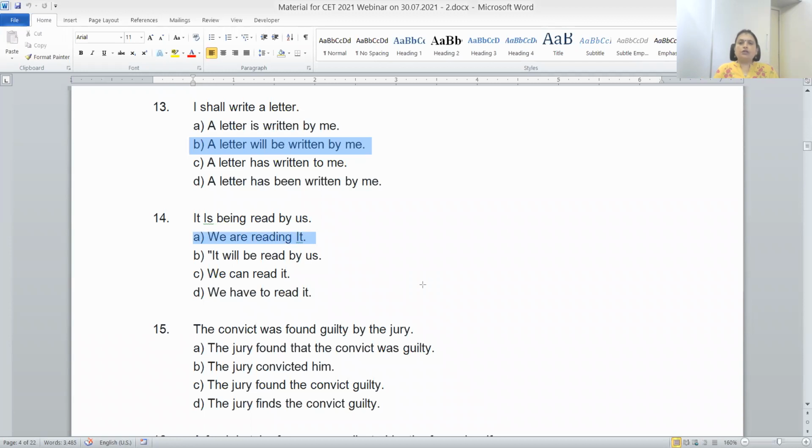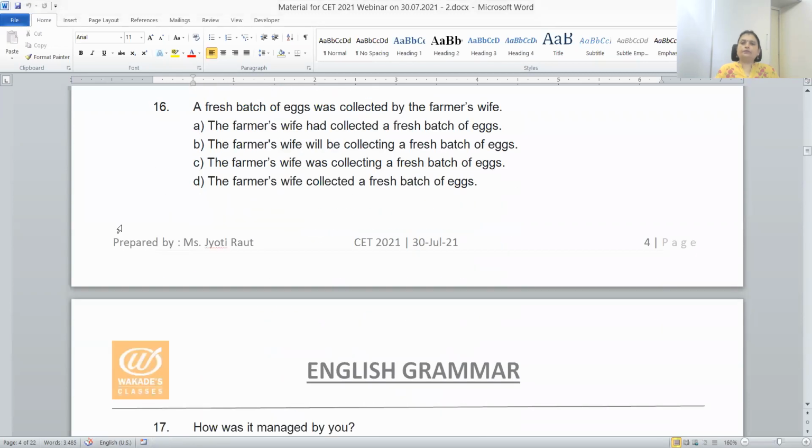The convict was found guilty by the jury. Children, what is the answer? What is the correct option? Children, it is option C. Yes, you're right. The jury found the convict guilty. Option C. Now, number 16.